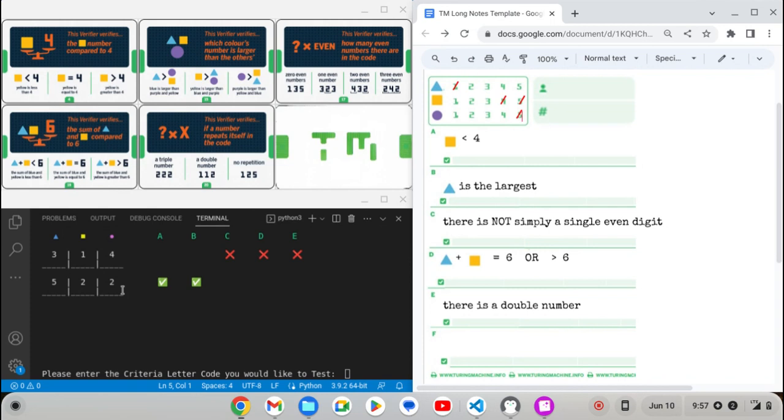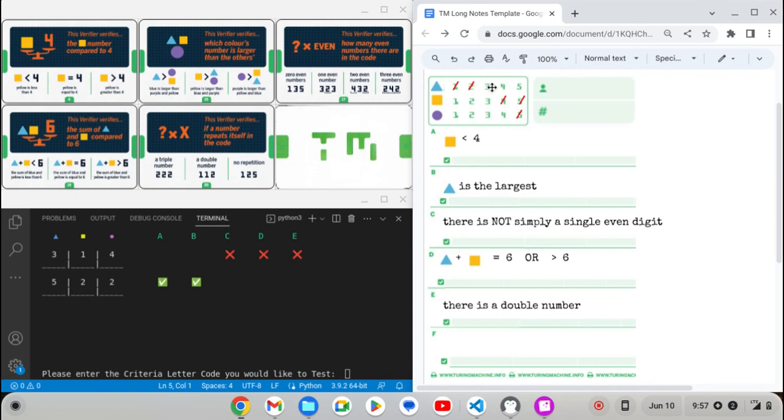So let's see. If triangle were, well, triangle can't be 2. Oh, this will be interesting, I think. I don't think triangle can be 2, because if it's the largest, that would force square and circle to both be 1. And that would give me a sum that's less than 6. Okay, that's a rather surprising result. Okay, what about 3?